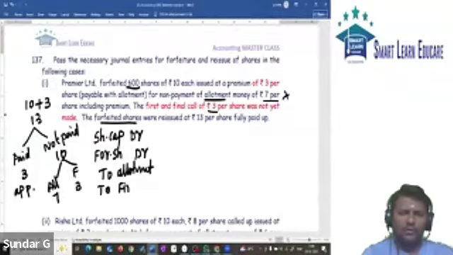To first and final call. What is paid by the shareholder? That will be credited to forfeited shares. How many shares? 600 shares. What is the share price?